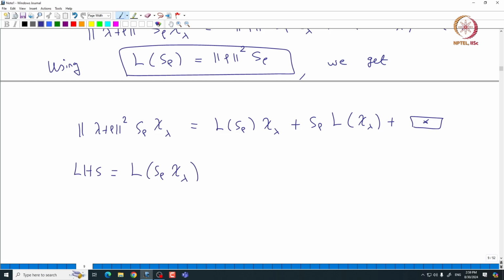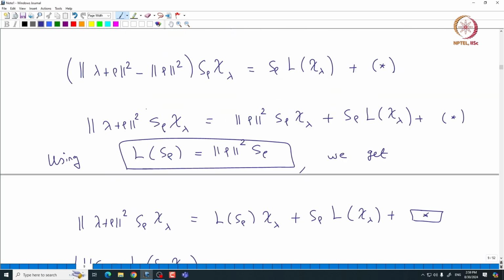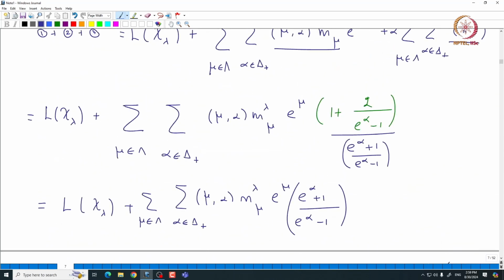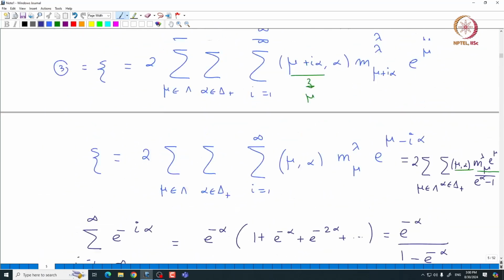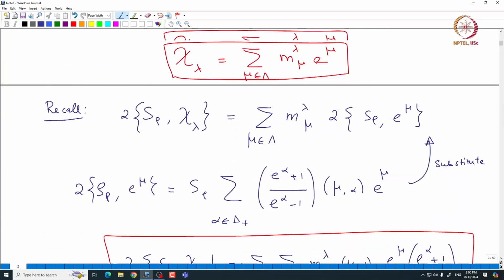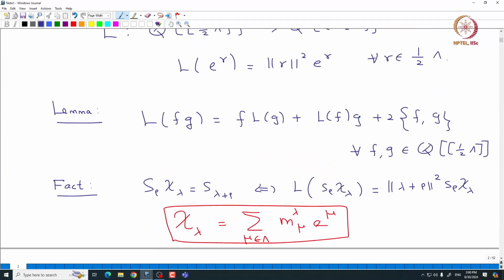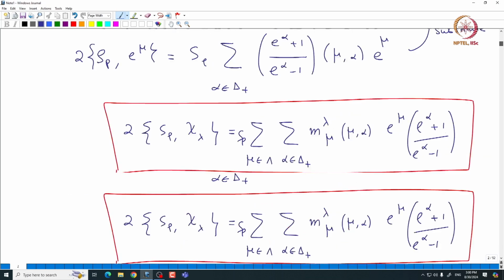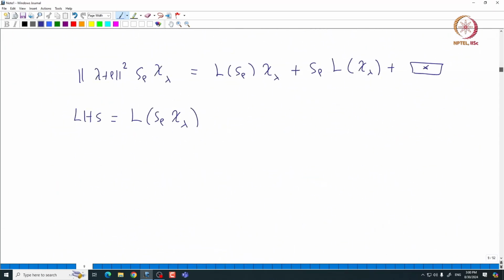So, using this observation about L of F g, let us recall what I wrote in the very beginning. L of F g is given by F times L of g plus L of F times g plus twice this bilinear form bracket F comma g. So, to prove the term that we have here is exactly equal to L of S rho chi lambda.